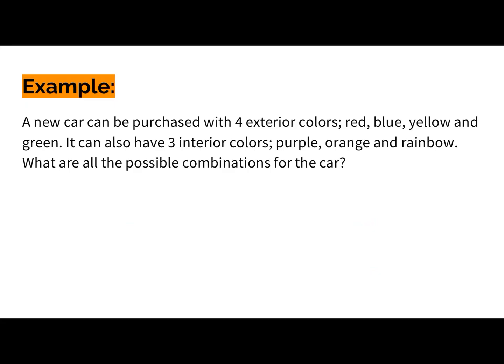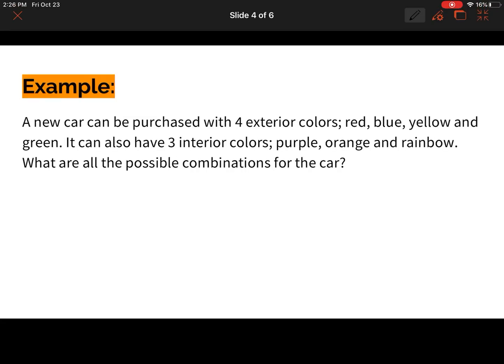All right, so let's get into our first example. A new car can be purchased with four exterior colors: red, blue, yellow, and green. It can also have three interior colors: purple, orange, and rainbow. And we want to find out what are all the possible combinations for the car. So what this is asking us is what colors could we have on the outside as well as on the inside. So the way we're going to do this is we're just going to make a list of our sample space.